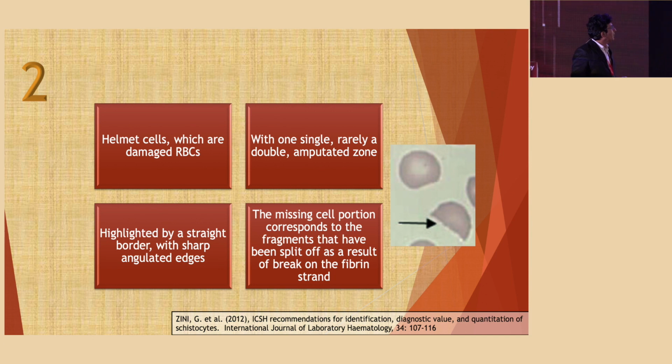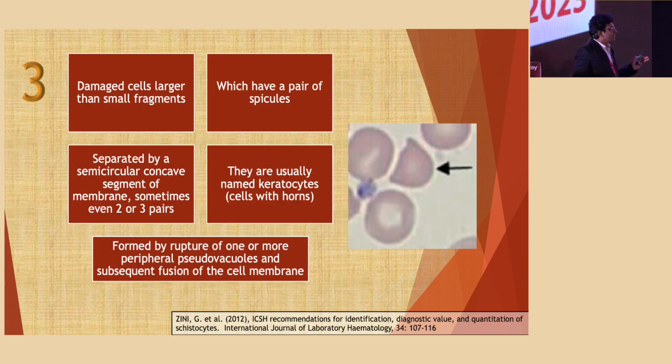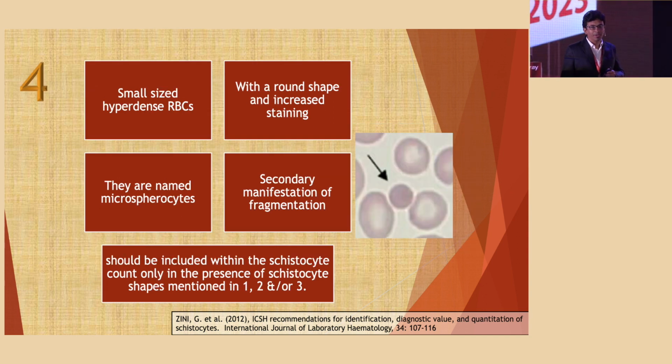The second type being helmet cells. We all know them. So these are helmet cells. Third type being the damaged cells, which are larger than smaller fragments, and they have a pair of spicules. They are separated by a semicircular concave segment, sometimes even 2 or 3 pairs, and they are usually named keratocytes. So this is how keratocytes appear.